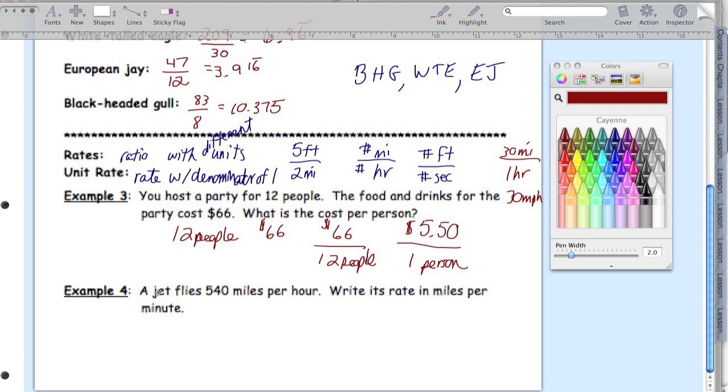The last one: a jet flies 540 miles for every 1 hour. Write its rate in miles per minute. So they want miles per minute. So what we're going to do is multiply or divide by 60. When I divide 540 by 60, I get 9, and my final answer then is 9 miles for every 1 minute. All right, good job, guys.